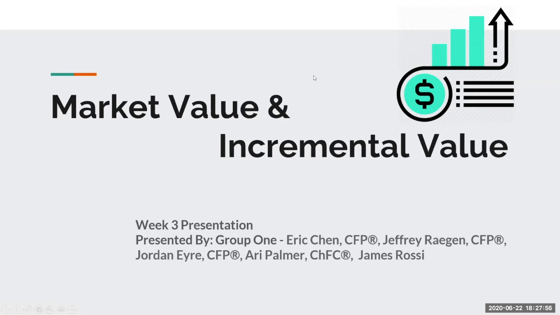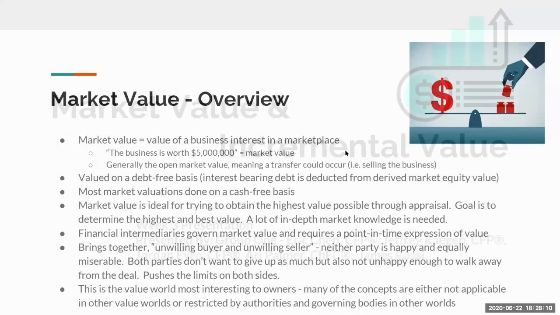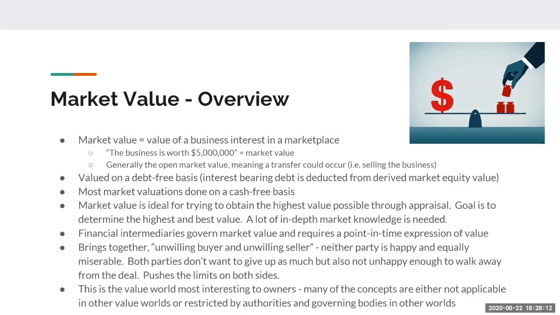Yes. All right, excellent. So we are group one, and today we are doing a presentation on market value and incremental value. Again, you guys are familiar by now with who is in our group, so let's just go ahead and get started. So chapter 4 basically covered market value. So just from a brief overview, when you think of market value, it is the value of a business interest in a marketplace. Once you have a conversation with somebody and they state or quote that my business is worth, for example, $1 million or $5 million, what they are essentially doing is slapping a market value on their business.